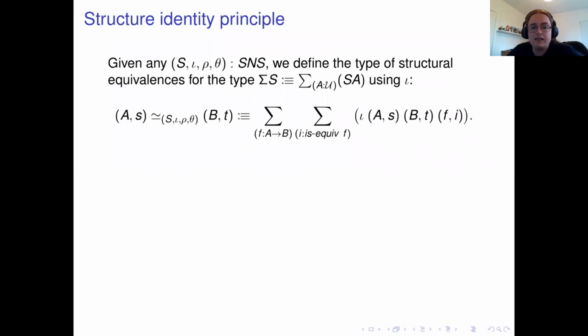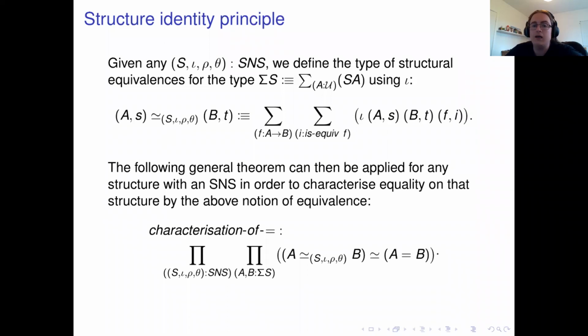And now, given any SNS, we get the type of structural equivalences for sigma S using the iota. Two elements of the structure are equivalent if there is an equivalence map that satisfies iota on these elements. And the general theorem stated here can then be applied for any SNS to say that for any two elements A, B of the structure, sigma S, the type of structural equivalences, this type here, is equivalent to the identity type. So that is the characterization of equality that we get in this structure identity principle.